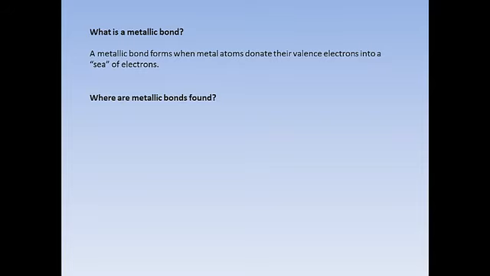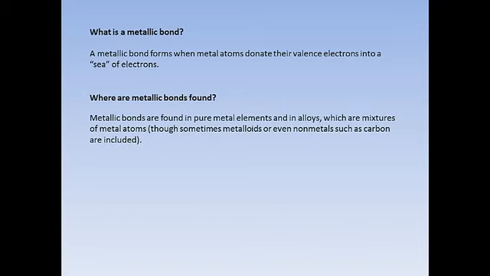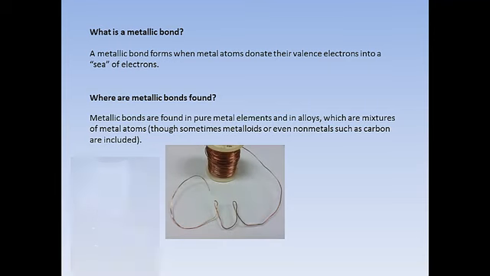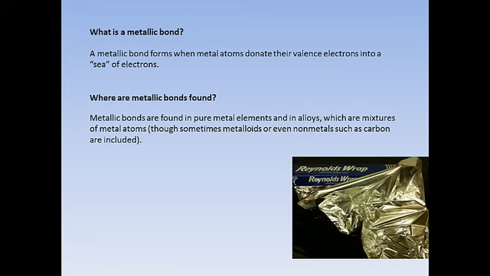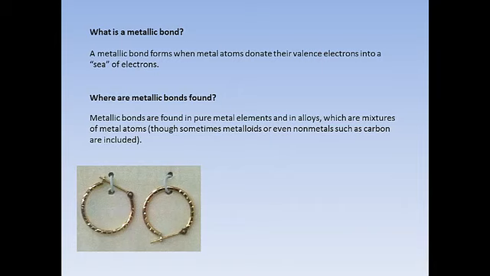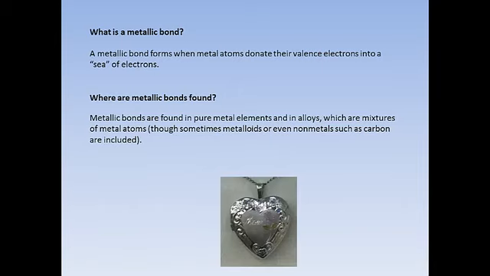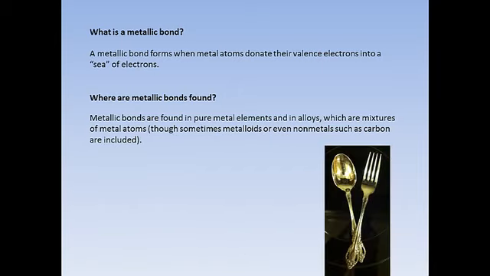Where are metallic bonds found? Metallic bonds are found in pure metal elements, such as tin, copper, and aluminum, and in alloys, which are mixtures of metal atoms. Examples of alloys include 10-karat gold, sterling silver, and stainless steel.